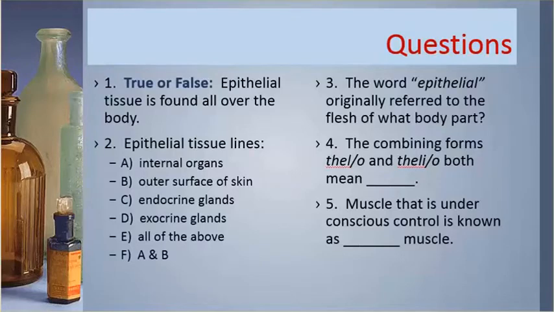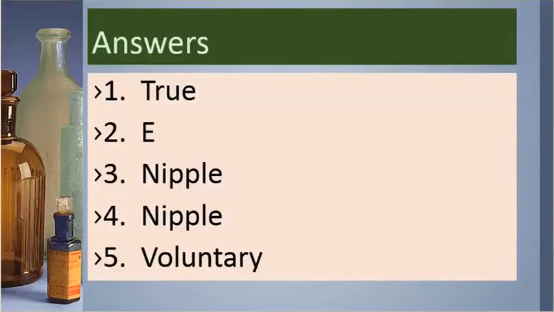Number 4, the combining forms thelo and theleo both mean blank. Number 5, muscle that is under conscious control is known as blank muscle. Number 1 is true, number 2 is E, number 3 is nipple, number 4 is nipple, number 5 is voluntary.